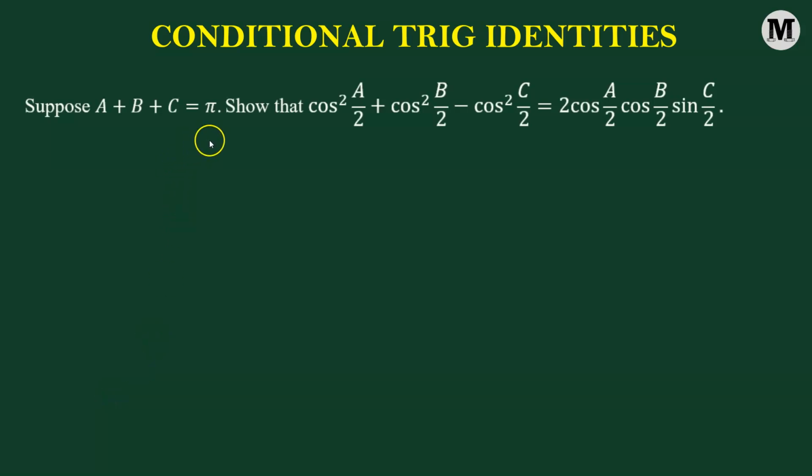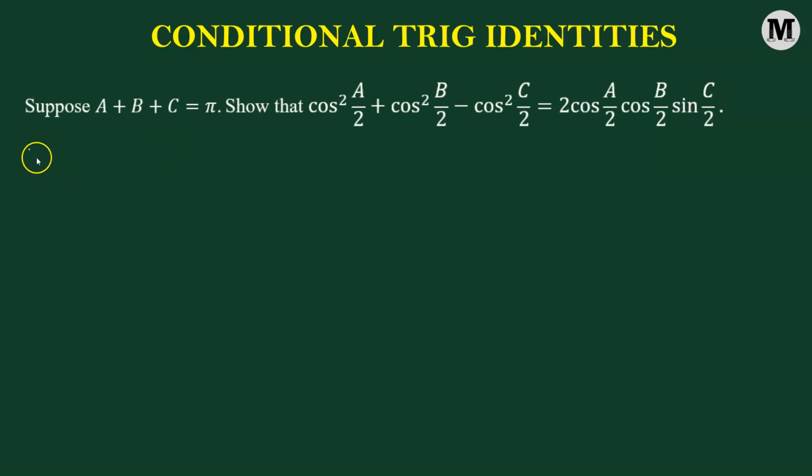Suppose a plus b plus c equals pi radians. We need to show that cosine squared a over 2 added to cosine squared b over 2 minus cosine squared c over 2 equals 2 times cosine of a over 2, cosine of b over 2, times sine of c over 2. Let us begin.